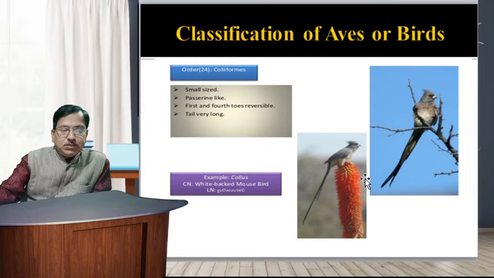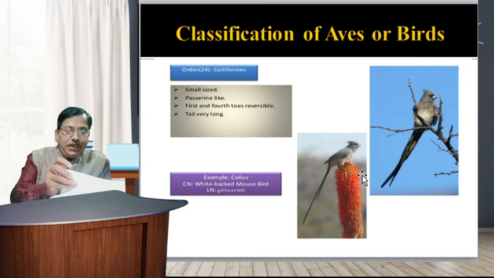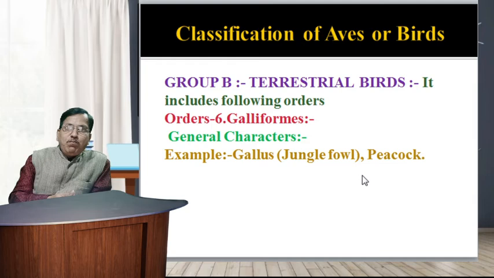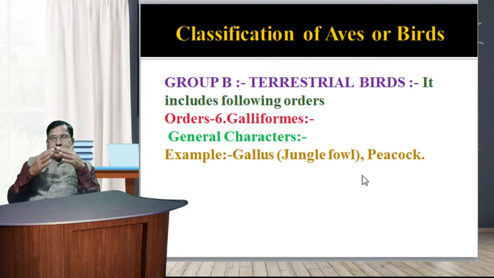So this is the first group, A. Arboreal birds are included in these five orders. Next, the second group, B. Terrestrial birds. It includes the following orders, meaning the birds which are adapted to the land.